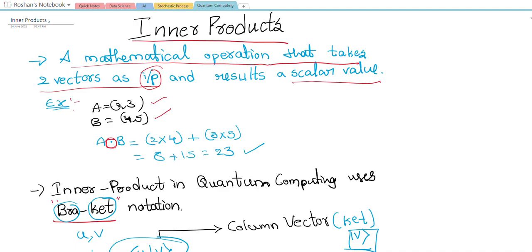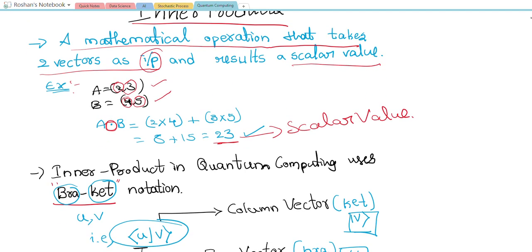Okay, how do we find the vector multiplication? The first element in the first vector will be multiplied with the first element in the second vector. Summation with the second element in the first vector and the second element in the second vector multiplication. This results in 23, which is a scalar value.